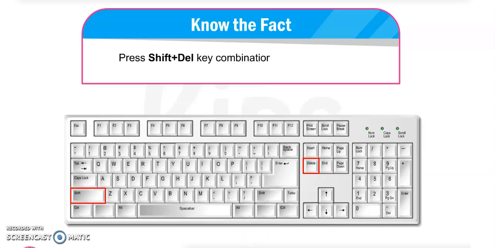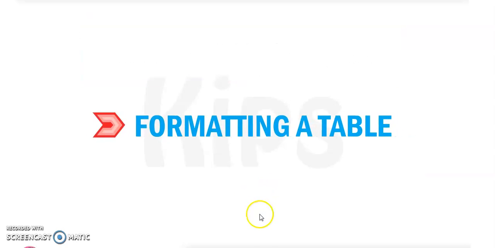Now next, there is one Know the Fact. Press Shift plus Delete key combination to delete the selected row or column from the table. This is another way, using a keyboard shortcut. Now next option is formatting a table. Okay, how can we format our table and make different changes in a table.